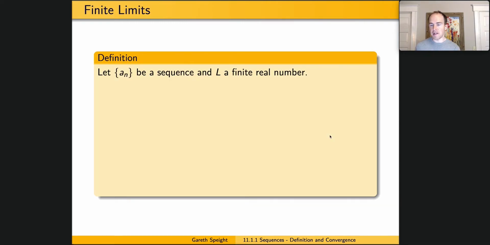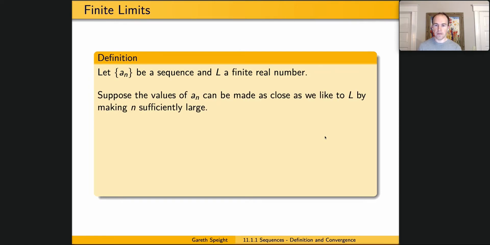So what do we mean by limit of a sequence? And the definition is going to be very similar to a limit of a function. So let's suppose we have a sequence a_n, and L is a finite number, and we want to define what it means for a_n to tend to L. Okay, and the thing we ask is that the values of our sequence can be made as close as we like to L by making n sufficiently big.